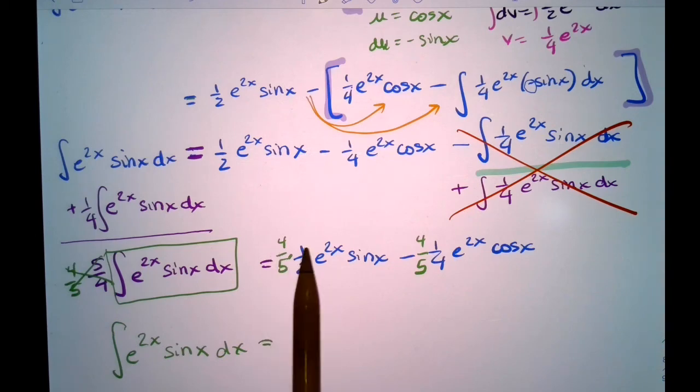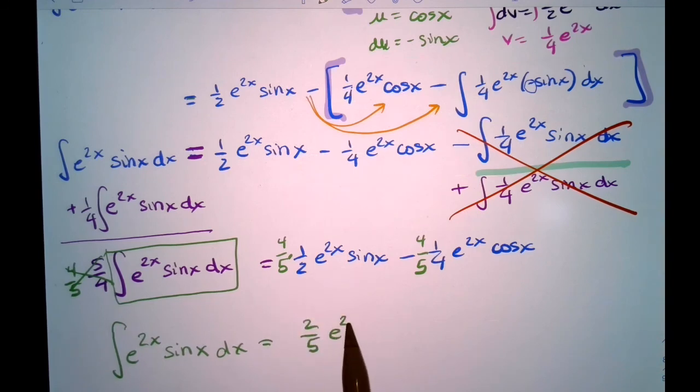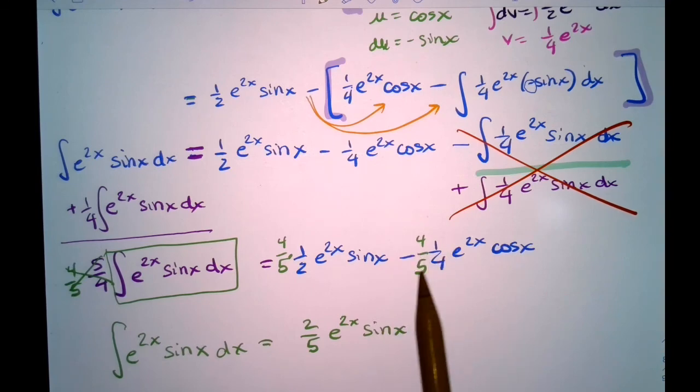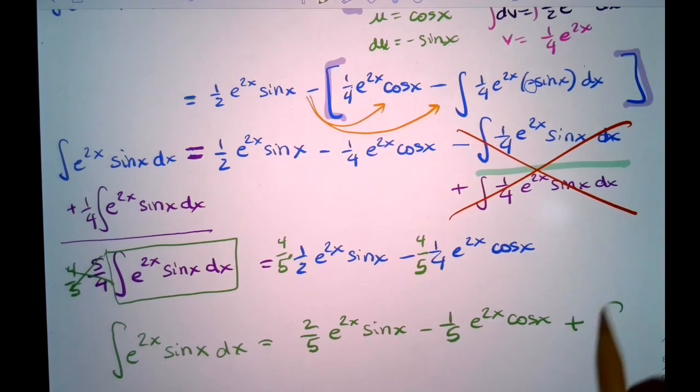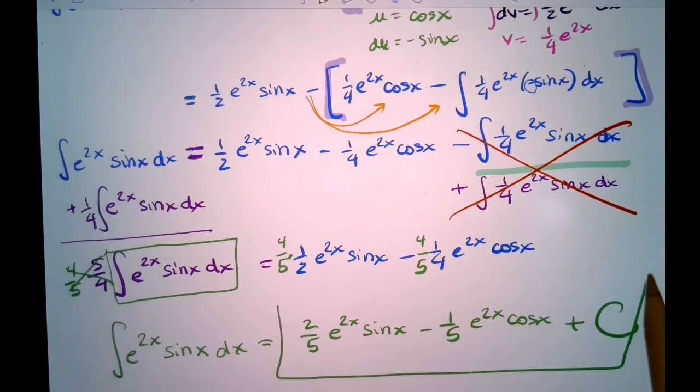4 over 10 is the same thing as 2/5 e to the 2x sine x, and 4 over 20 is the same thing as 1/5. And then I'm going to slap the plus C on it, and you are done.